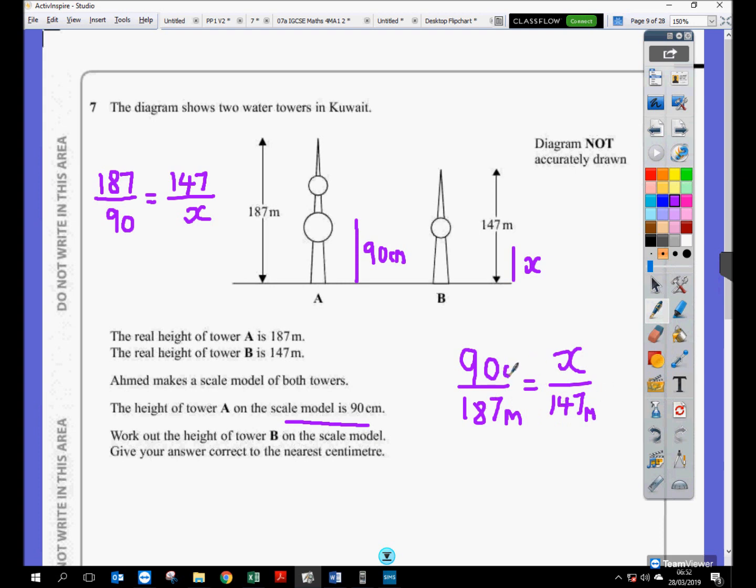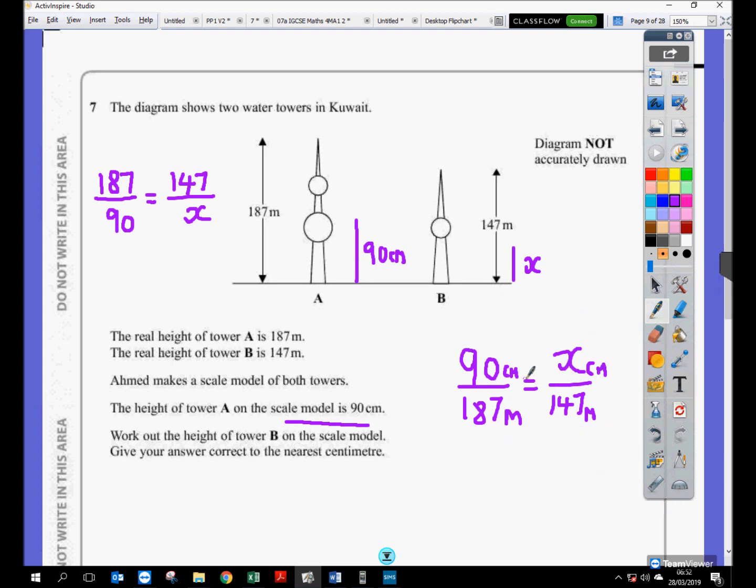So this is what we have. This is centimeters. Now, because I've done it in this order, when I work out x, it will work out x in centimeters because it's the same in the other fraction. If you have centimeters over meters, on the other fraction it will also work out centimeters over meters. So I don't need to do any conversions here. I can just simply rearrange this.